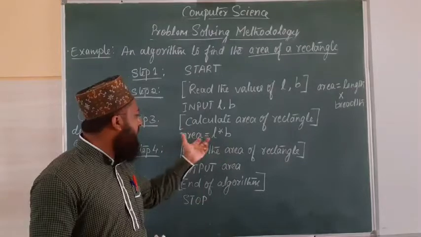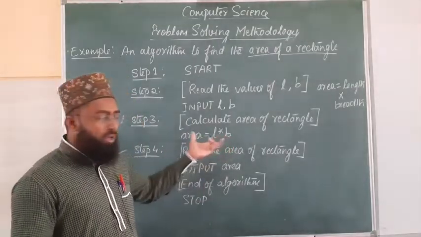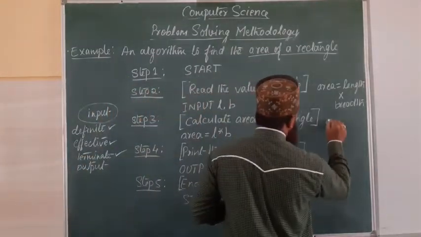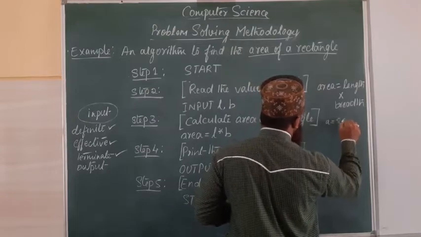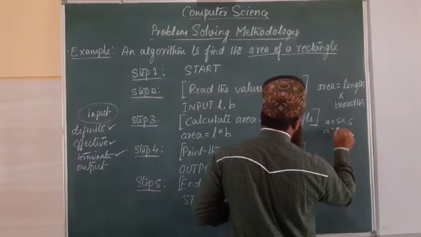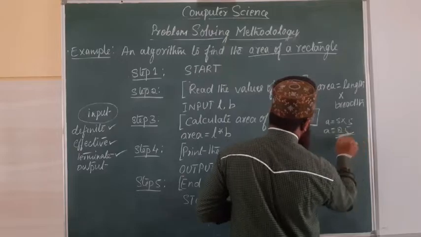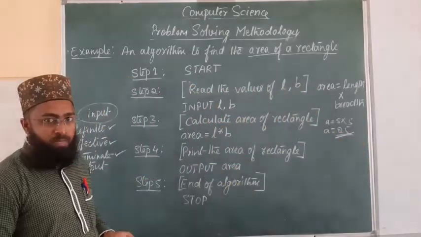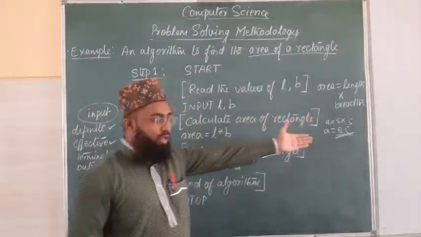If we process area equals length into breadth, we will take simply length as 5 and breadth as 5. Therefore, area equals 25. This 25 is the output. As an example, I have taken this. It is the output.